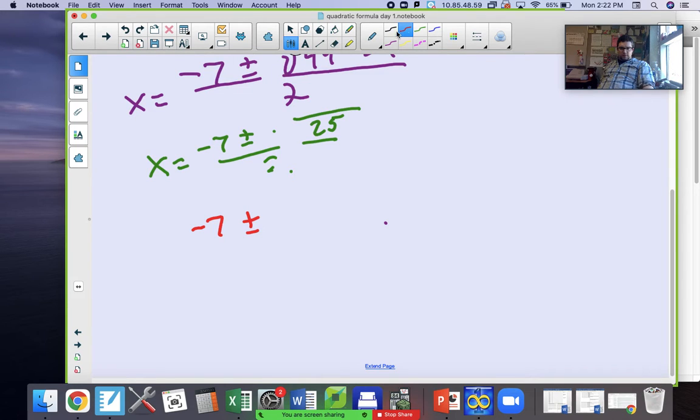Okay, well, my eraser decided to kind of go on a rampage here.